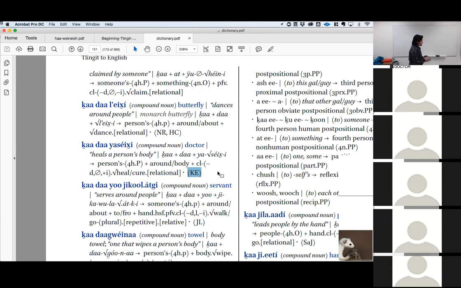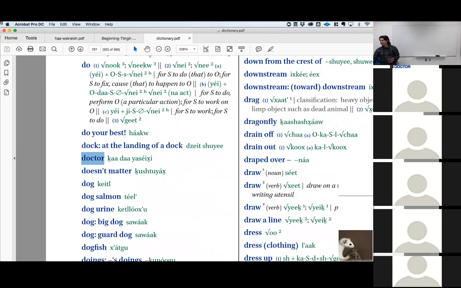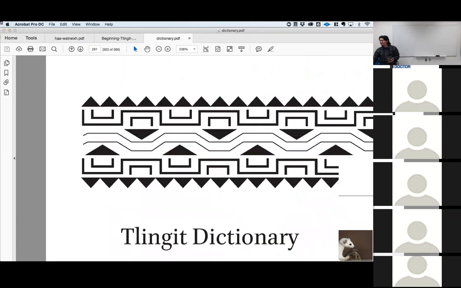So this was out of Carrie Eggleston's Dictionary of Tlingit, which was published under Carrie Edwards. A lot of stuff comes from Jeff Leer. This could be any number of his publications or notes. And then let me see if there are other doctor words. Ka da yasehi. Kunagu is another one, which I guess I don't have in there.